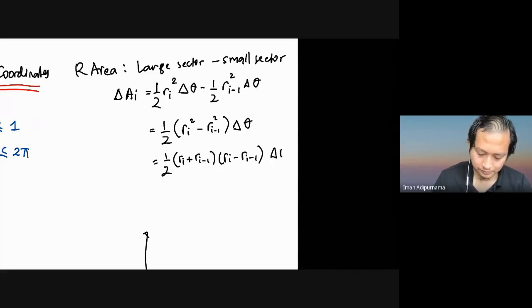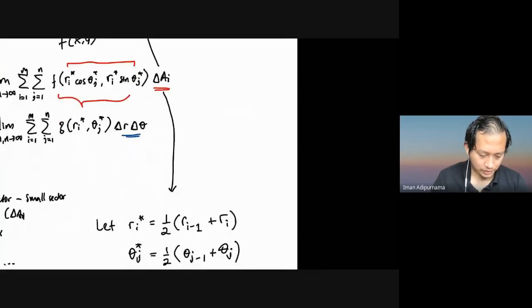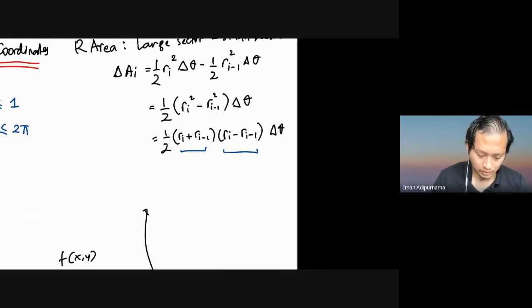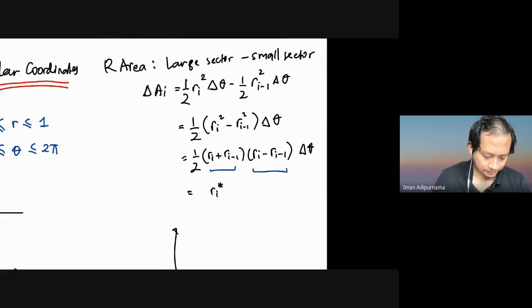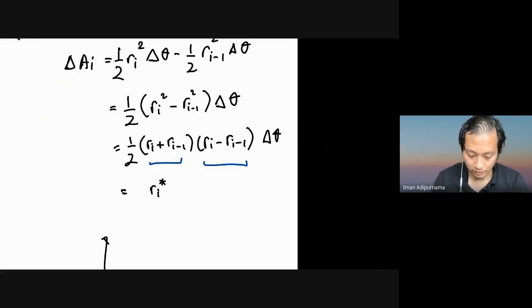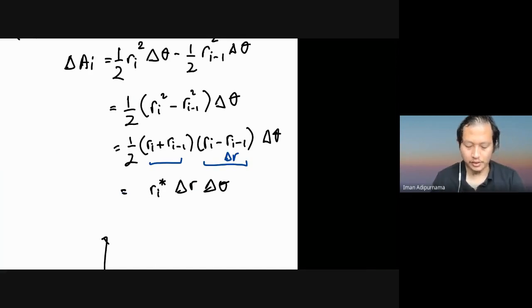Okay. And by our definition for plus and minus, we got the definition for Ri for the middle point, right? So this will be our Ri, and let the difference between Ri and Ri minus 1 be the delta R. This will be delta R, okay, the difference on R.